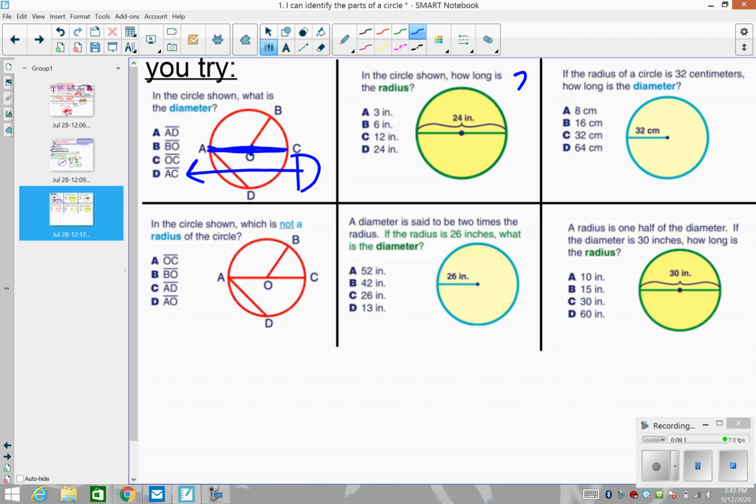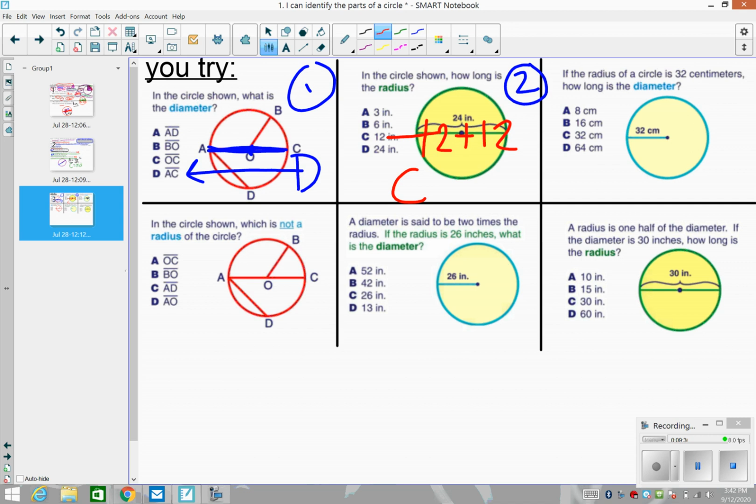Next question, we're going to call this question 2. I've kind of failed to put numbers there. In the circles shown, how long is the radius? Well, looks like the diameter is 24, so the radius is 12 plus a 12. So the radius is C, 12. Boom. Hopefully you're 2 for 2.